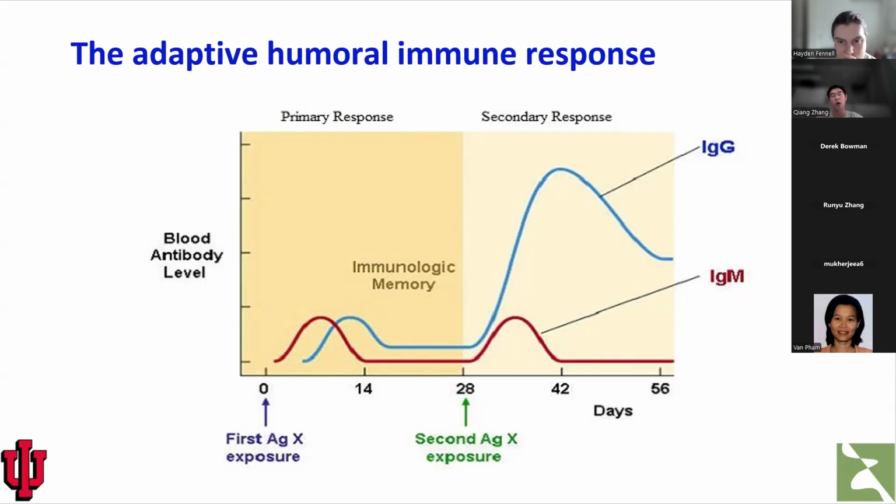Okay? So this is called the primary response because that's the first time you get exposed to the pathogen. And then at some later time when we get exposed to the same pathogen antigen again, the body is going to launch what is called the secondary response. In this case, the IgM response is still similar to the first encounter.